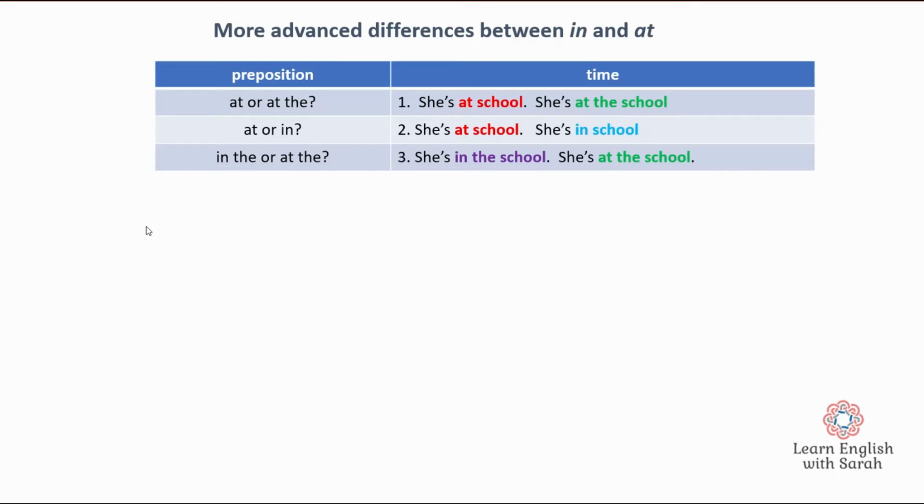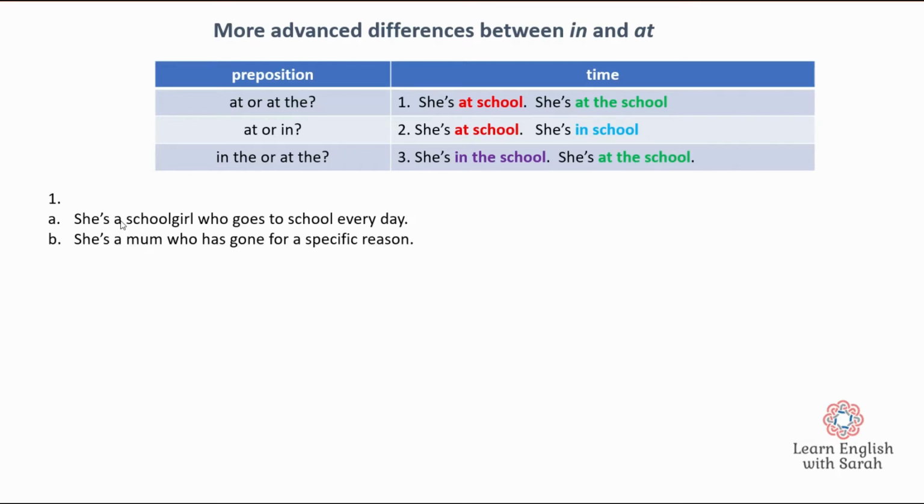So these two sentences, they're actually not quite the same. In the first sentence, so she's at school, I imagine a schoolgirl who goes to school every day and her state of existence is being at school. This second sentence here, she's at the school, I imagine something like a mother or some other caregiver who's gone to the school for a specific reason. So this is where she is right now. This is where she is every day.